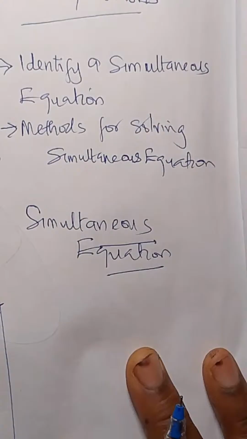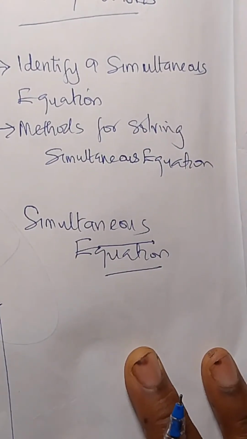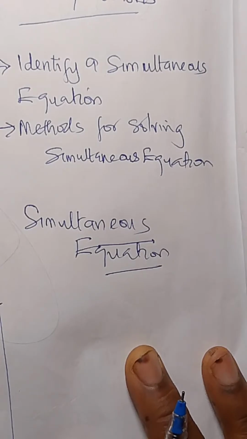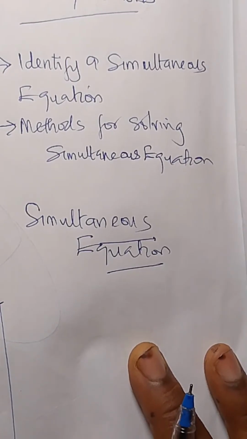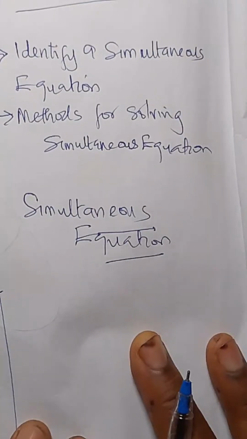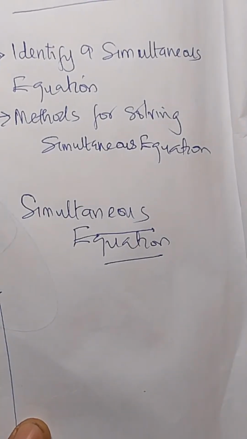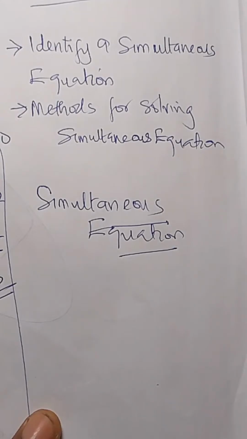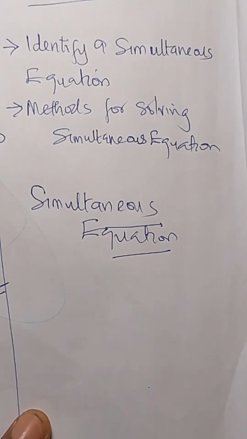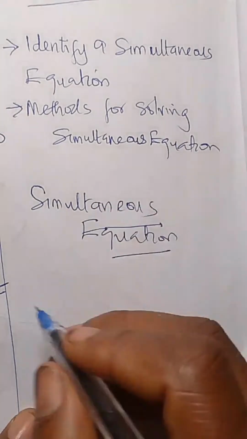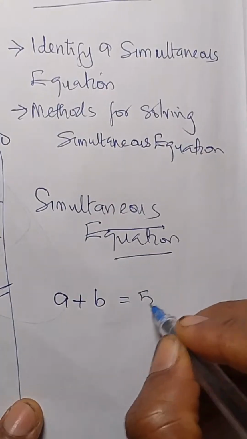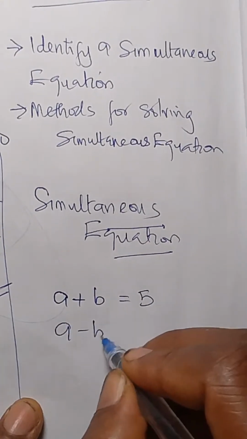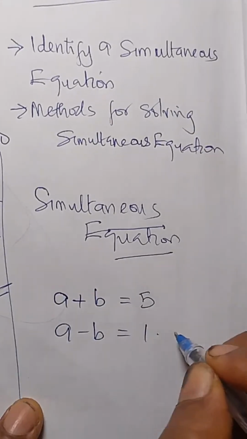A simultaneous equation is just a mathematical expression with two unknown variables in two equations joined together. So in the equation, we are expected to find the value of the two unknown variables. Let me put it in numbers so you understand. We have A plus B is equal to 5. We have A minus B is equal to 1.